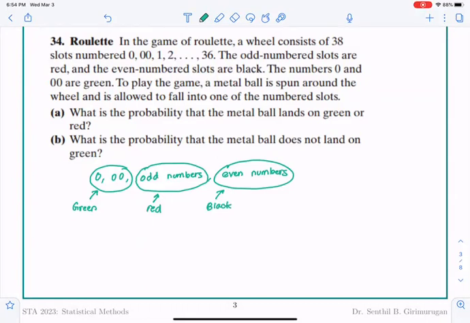Next, we have a count. So odd numbers, we have 18 of them because we have 36 numbers in total. And even numbers, we would have 18 of them. And lastly, here we simply have 2. So those are the counts. In total, we have 38 items or 38 elements.